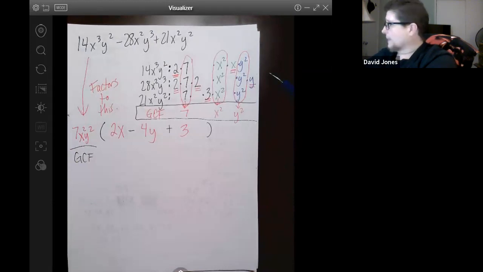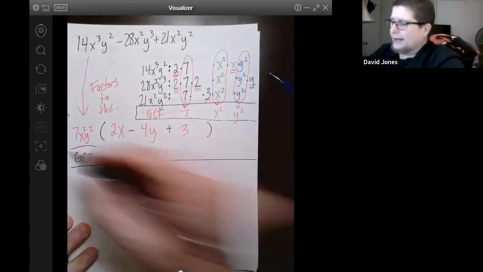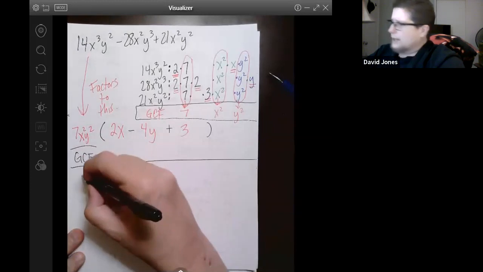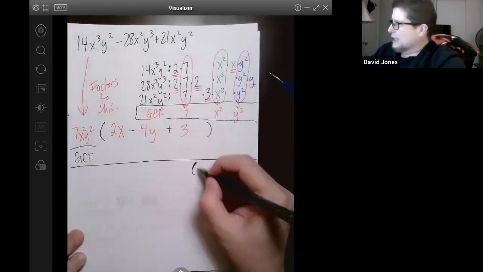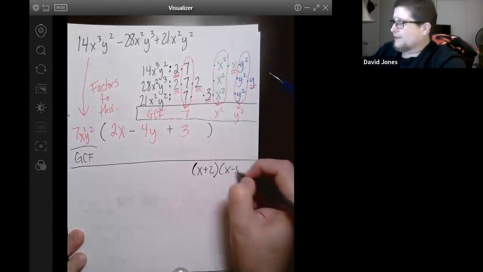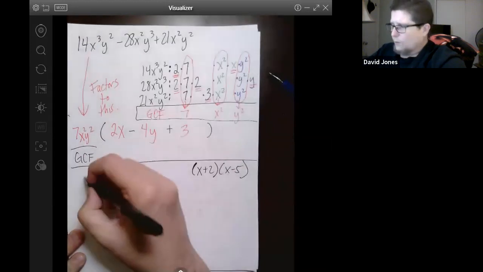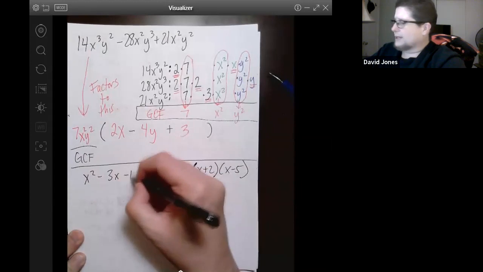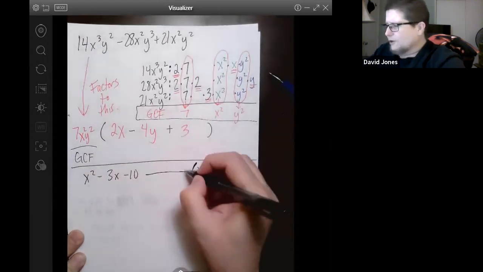Okay. Now let's take a look at what we started with. What was the example I led with? The first thing we had in this chapter was x plus 2 times x minus 5. And when we multiplied it all out, we had x squared minus 3x minus 10. How can I go from there to there?